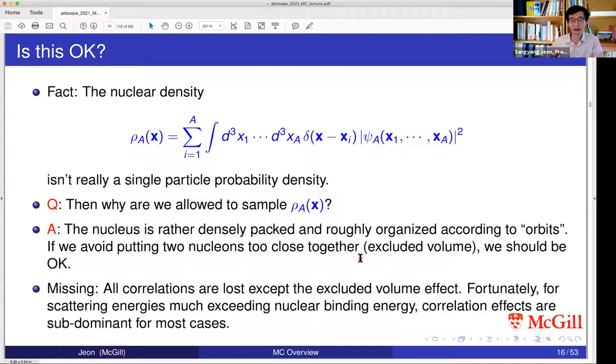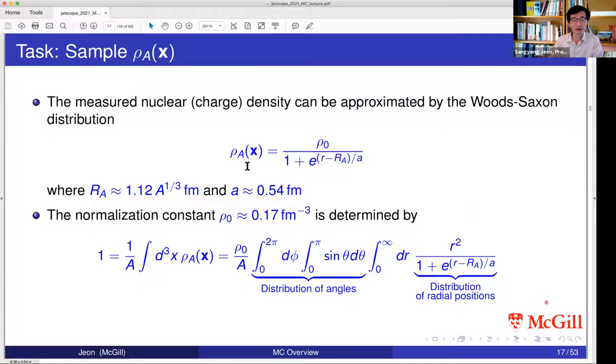Details can be studied later. Okay, so let's do it. The basic formula is this. We treat this as a probability density that has to be normalized to one, meaning that I have to divide by one over a. And if I write this in spherical coordinates, I have phi, the azimuthal angle, theta, the polar angle, and I have the radius.